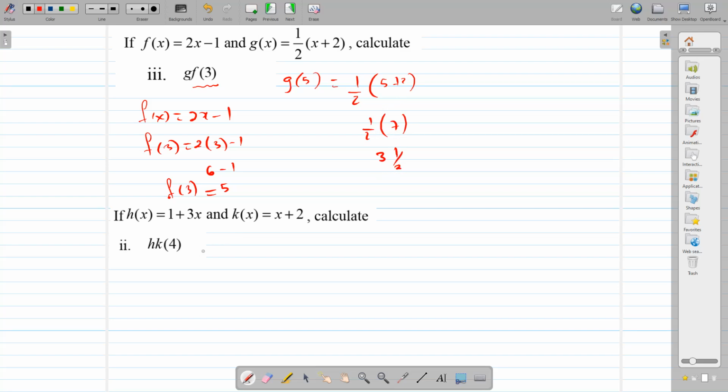Here, something similar. We have h of k of 4. So our first order of business is to calculate k of 4. And k of 4 means 4 plus 2, which gives us 6. Now, having gotten our k of 4 to be 6, h of k of 4 means now h of 6 because k of 4 is 6. And h of 6 means we're going to put 6 into this function, which is 1 plus 3x. So we're going to have 1 plus 3 times 6, which gives us 1 plus 18, which is 19.